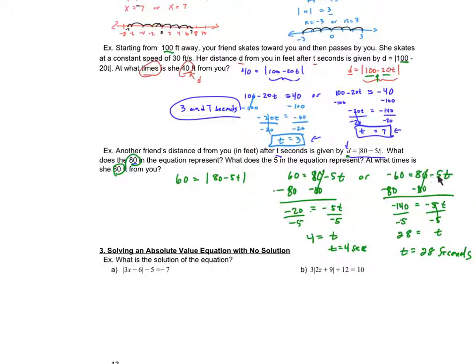And then my first step here on this other side is negative 60 equals 80 minus 5t. Subtract 80 from both sides, I have negative 140 is equal to negative 5t. Divide both sides by the coefficient, which is negative 5, and then t is equal to 28 seconds. So there you have it. That's how we're able to figure out that absolute value.